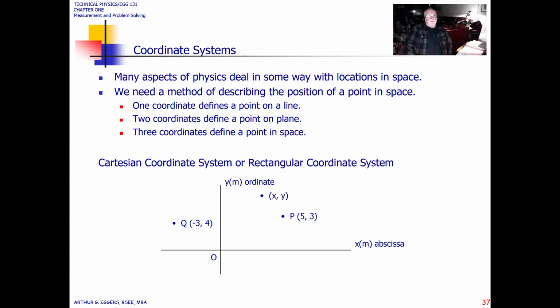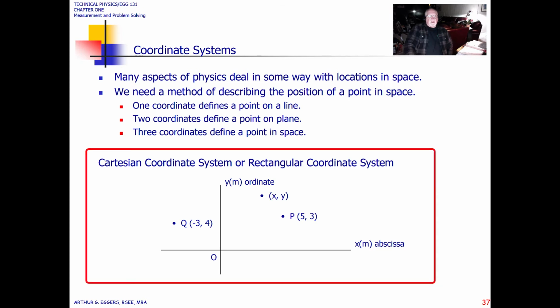Coordinate systems. You're probably very familiar with the rectangular, or Cartesian, coordinate system, as shown on the bottom of the page here. Many aspects of physics deal, in some way, with locations in space. So in a two-dimensional space, x and y, you will end up with 2 coordinates per set of identifying points on that coordinate system. We need a method of describing the position of a point in space. 1 coordinate defines a point on a line, 2 coordinates define a point on a plane, and 3 coordinates define a point in space.